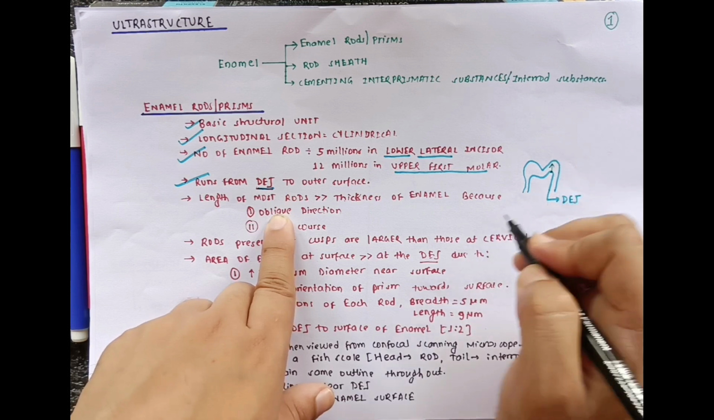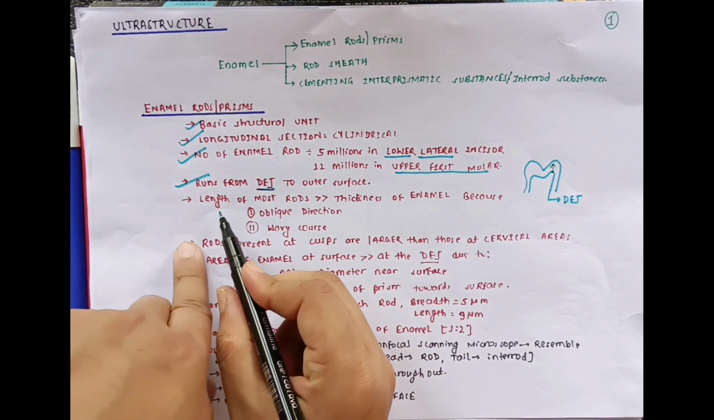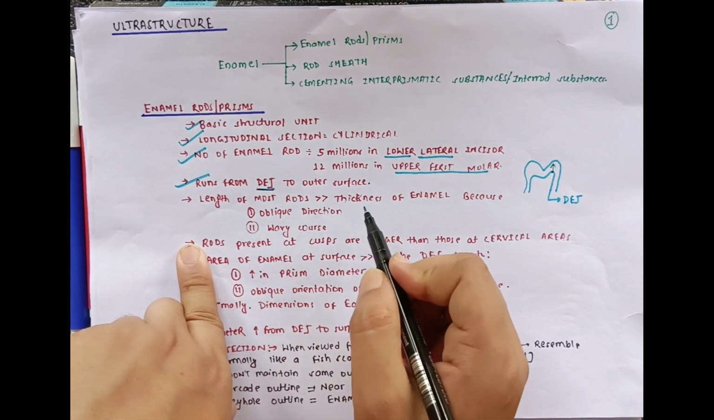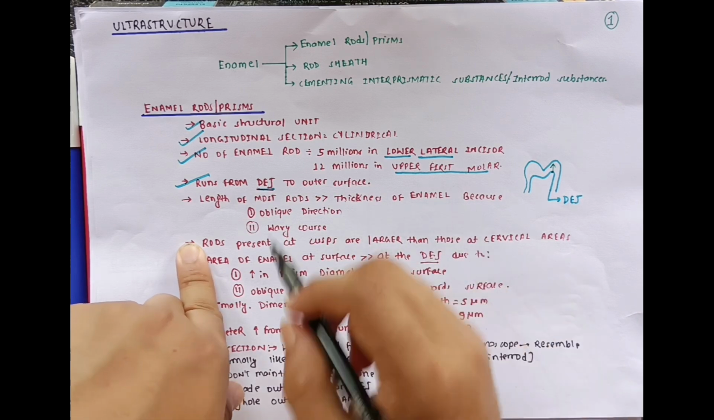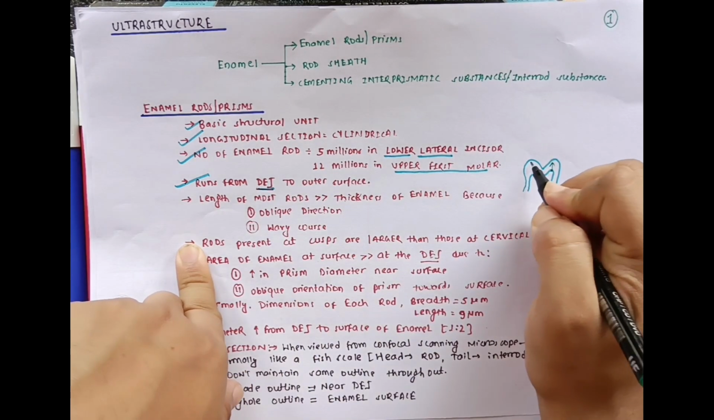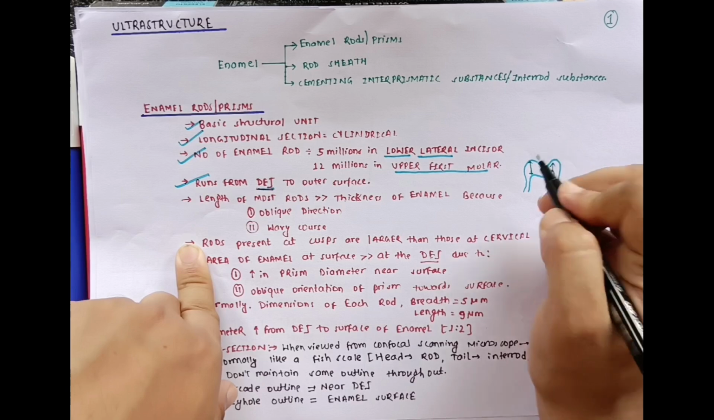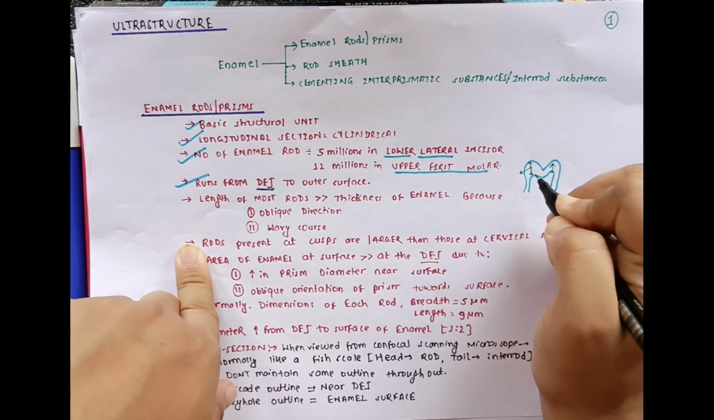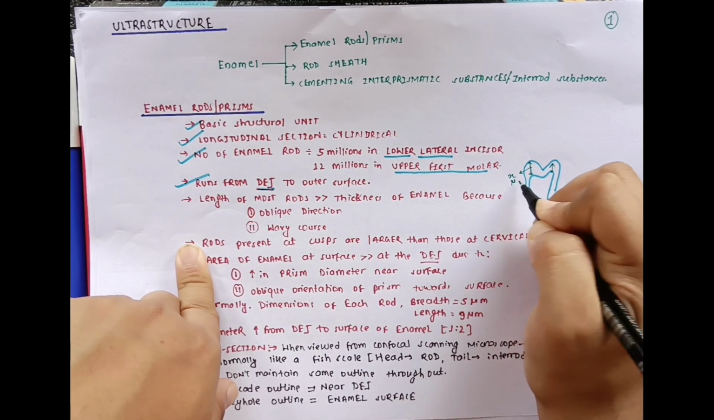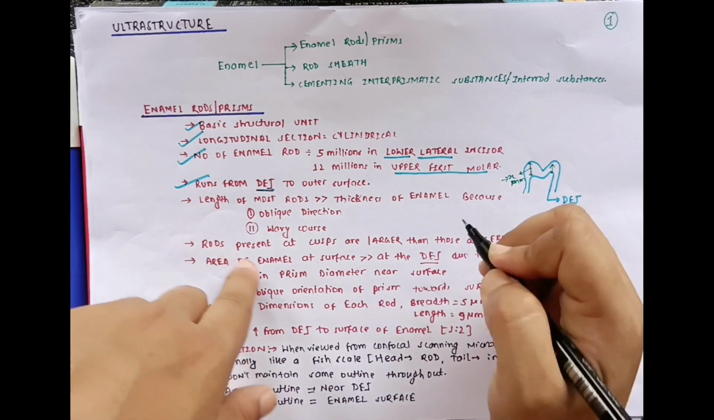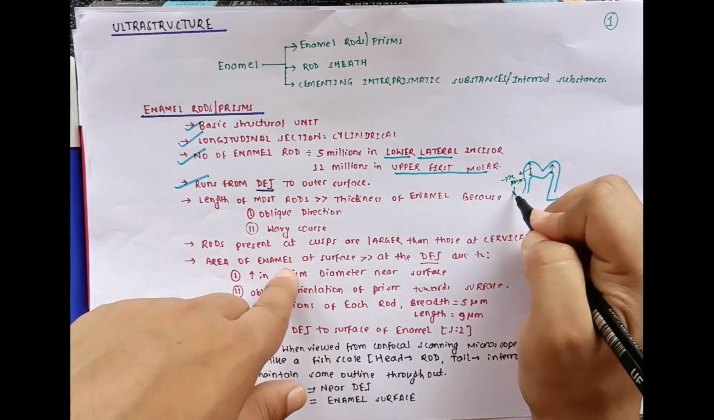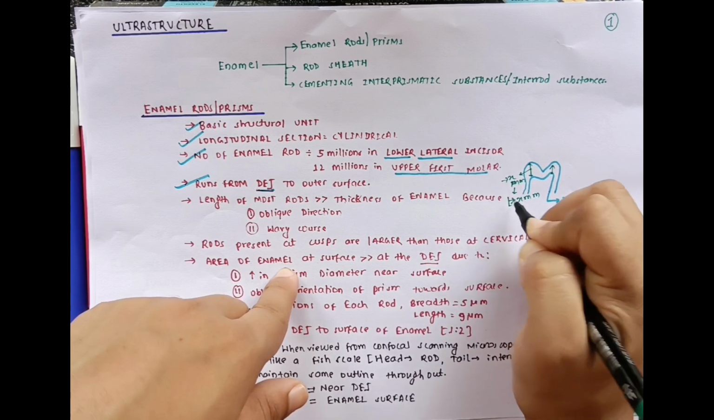In our next point I have written that the length of most of the rods is greater than the thickness of the enamel. This point wants to tell us that if the enamel is, let us suppose, x mm thick, then the length of most of the rods will be greater than x mm.